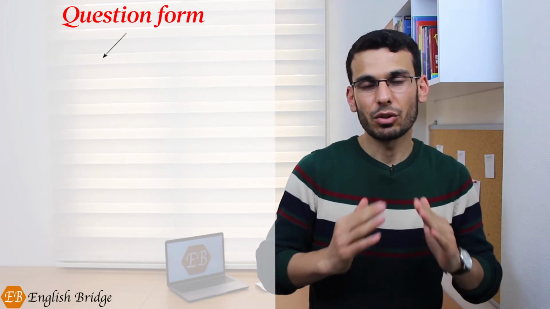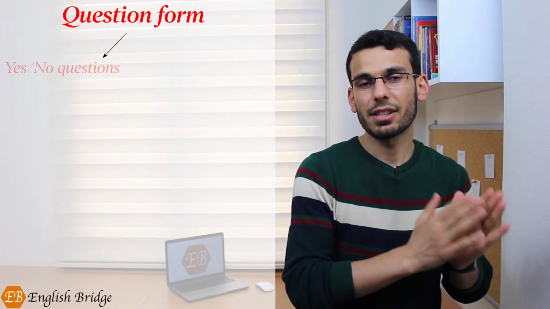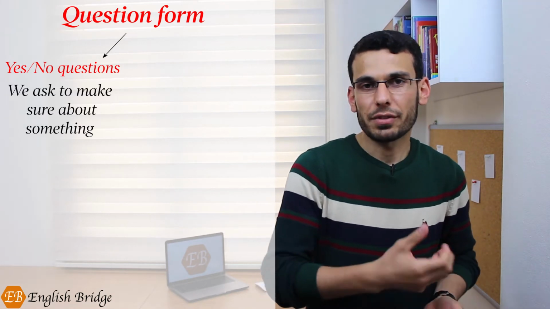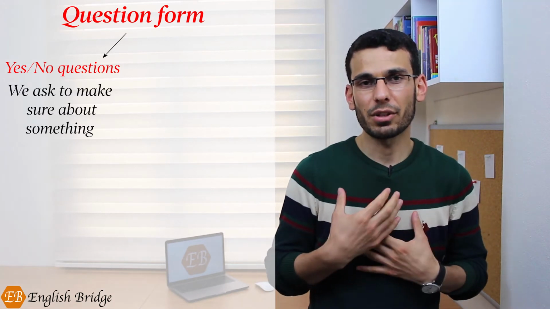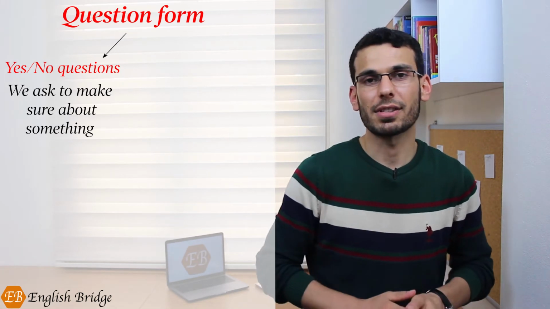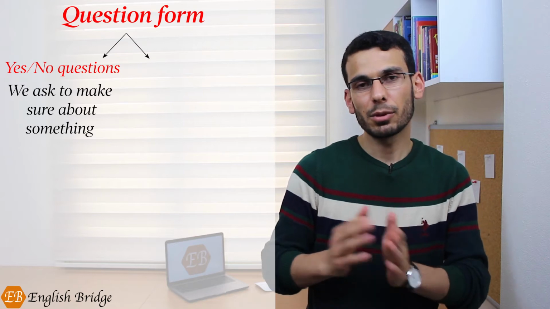Now let's look at the question form. Now before we start making questions with am, is, are in present simple, we need to know something important here, which is questions in English can be in two forms. The first one is yes-no questions. These are the questions that we ask to make sure of something. It means like I have some information about it, but I'm not sure. So I ask using yes-no questions. The other one is WH questions.